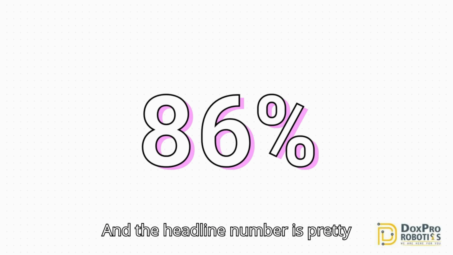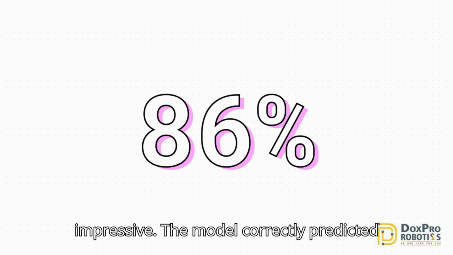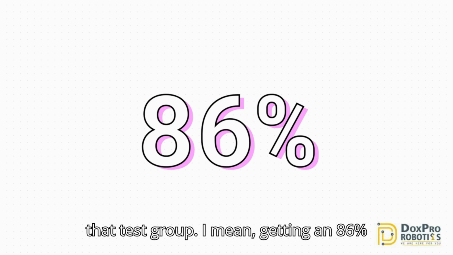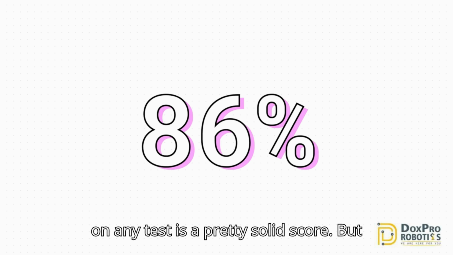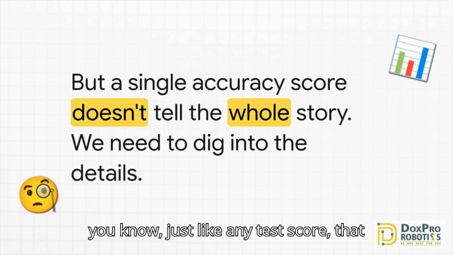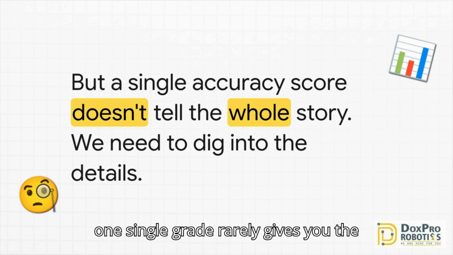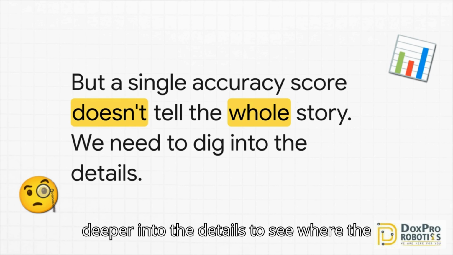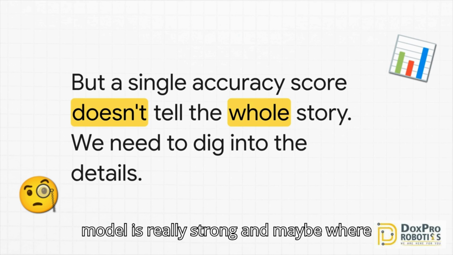And the headline number is pretty impressive. The model correctly predicted the outcome for 86% of the students in that test group. I mean, getting an 86% on any test is a pretty solid score. But, just like any test score, that one single grade rarely gives you the full picture. We need to dig a little deeper into the details to see where the model is really strong and maybe where it's a little weak.